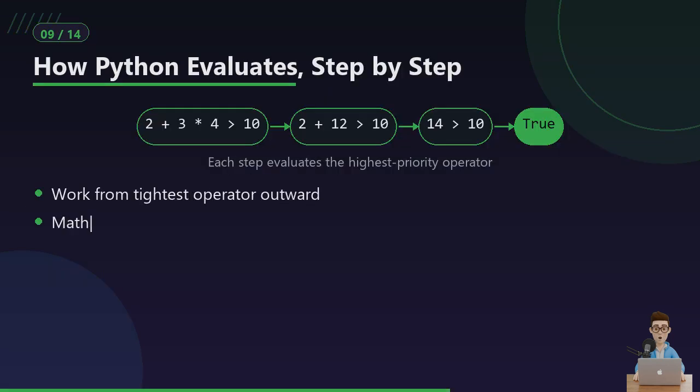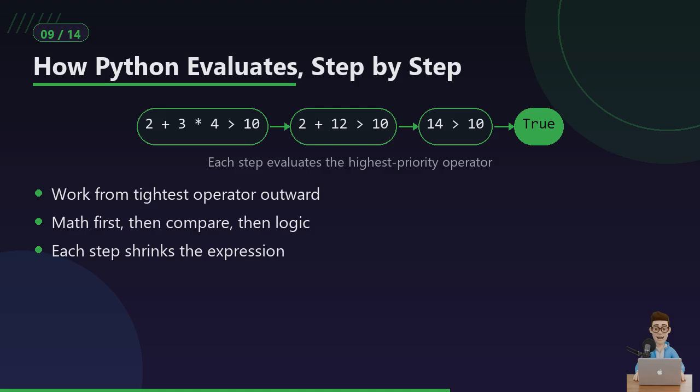Let's watch Python think through 2 plus 3 times 4 greater than 10. First it does the multiplication. 3 times 4 is 12. Then the addition, 2 plus 12 is 14. Then the comparison, 14 is greater than 10. So the whole thing collapses to true. In short, Python melts an expression down 1 operator at a time, always highest priority first.